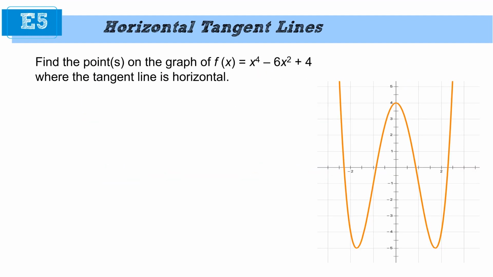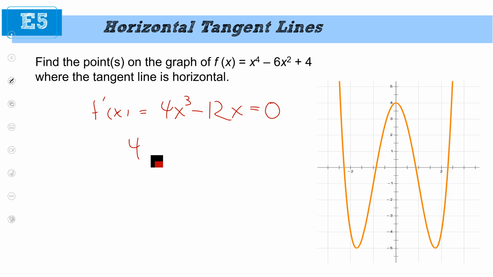Okay. I can help. I'm pretty smart. Brooke, give me that again. F prime of x is equal to 4x cubed minus 12x. Does everybody agree? What am I setting that equal to? 0. Solve.